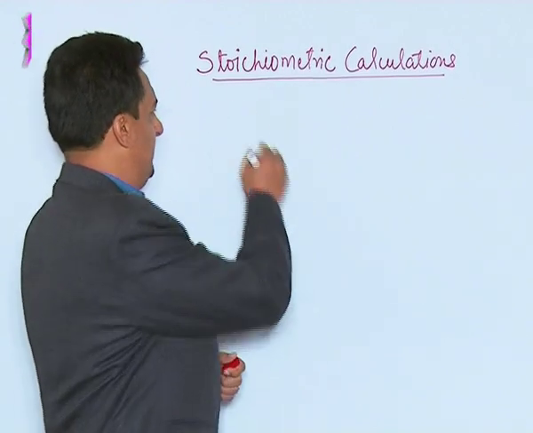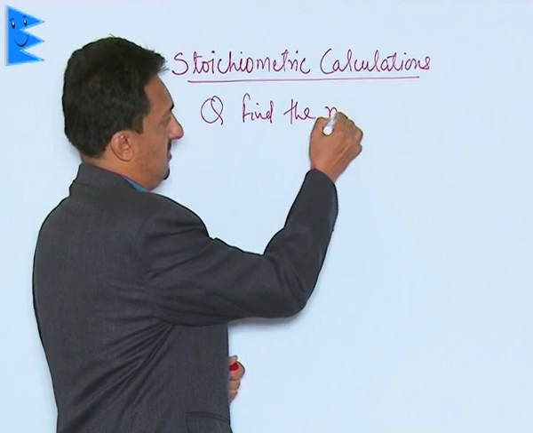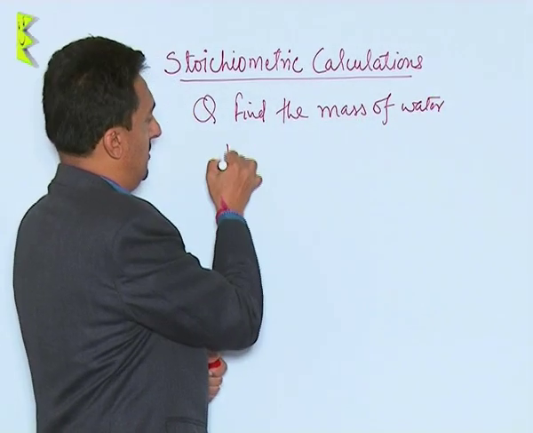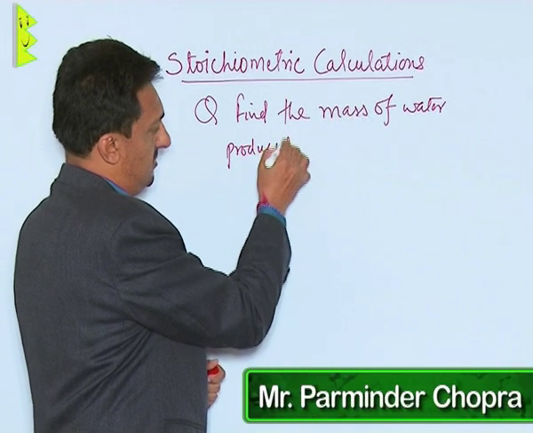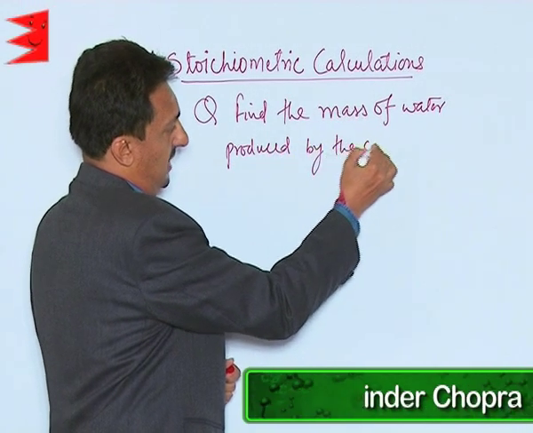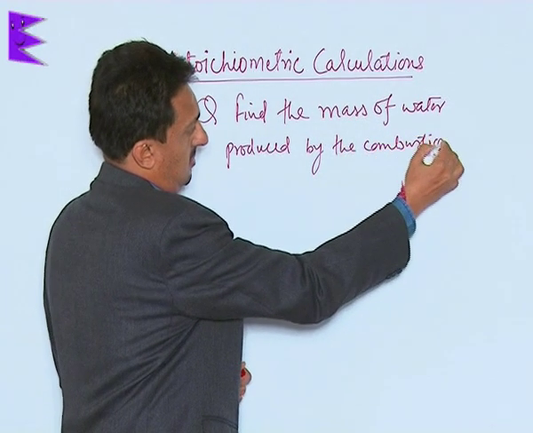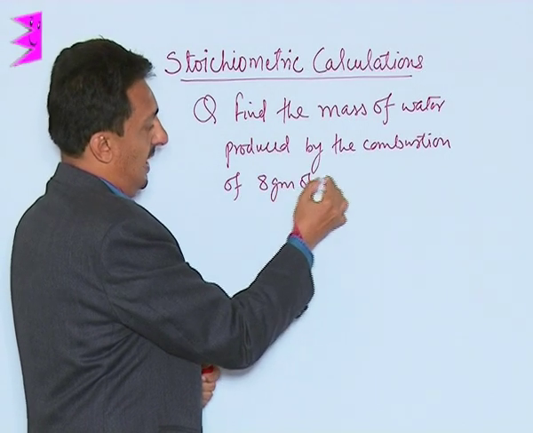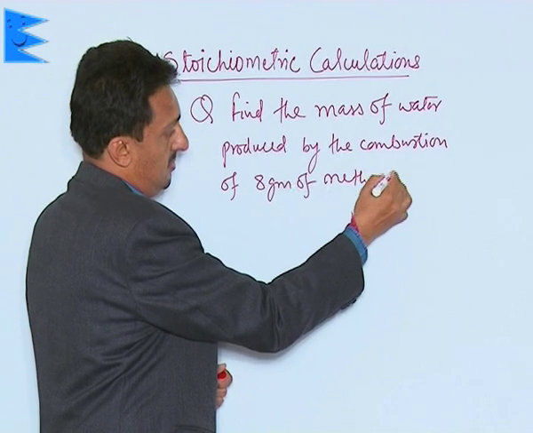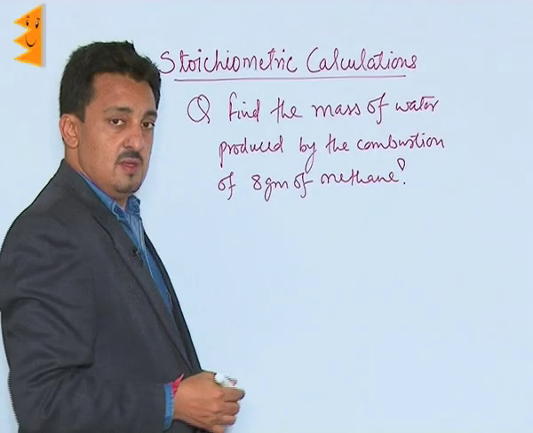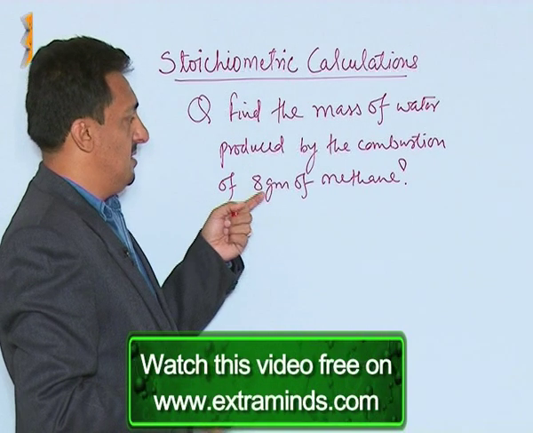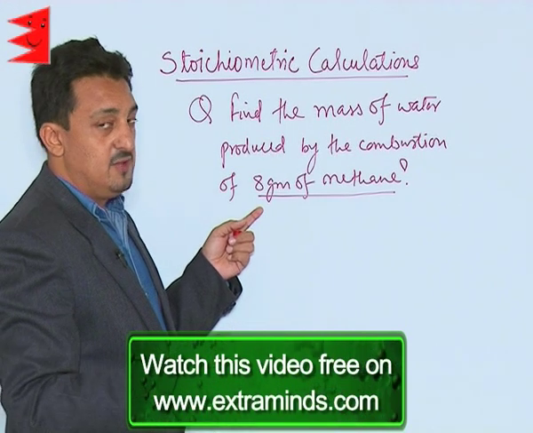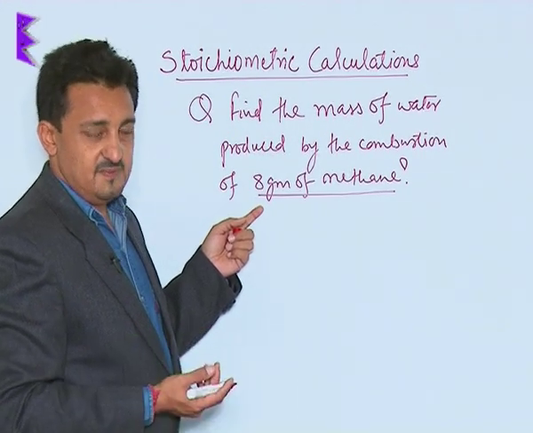Let us take the first example. Find the mass of water produced by the combustion of 8 grams of methane. In this question, we are given 8 grams of methane which is combusted, and we need to find out how much water is obtained from this.